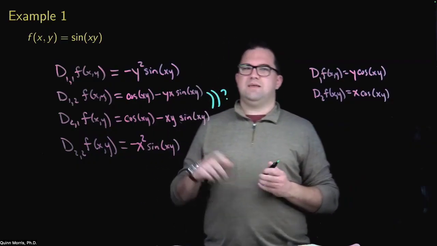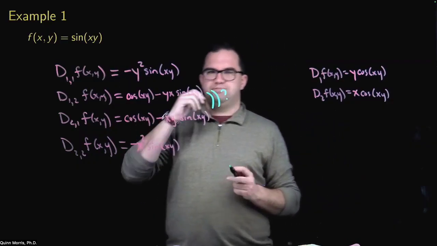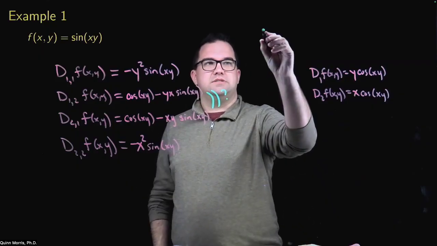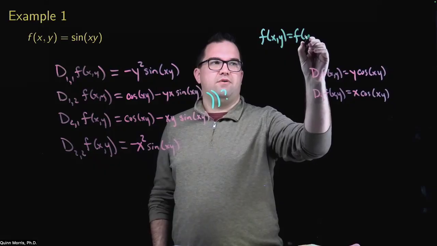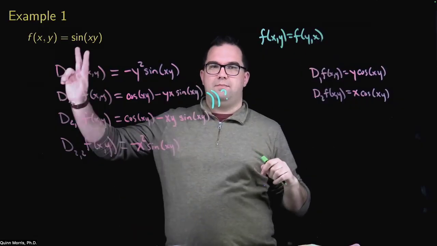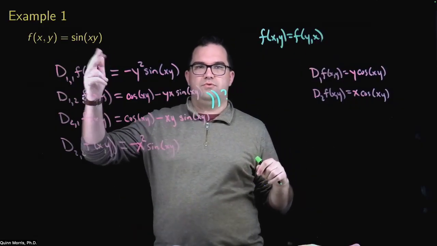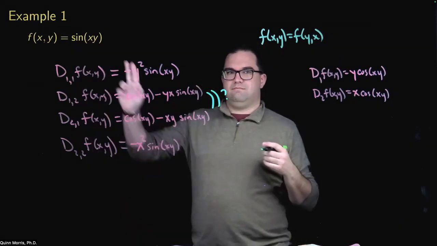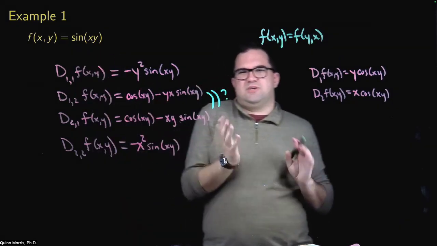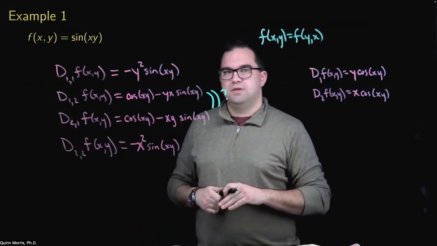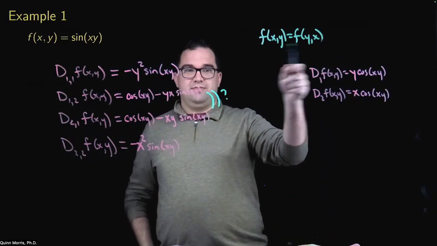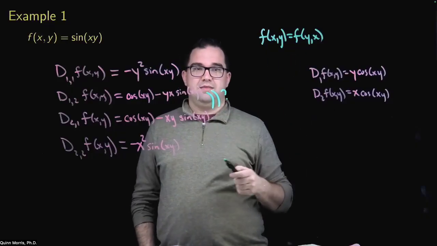And one of the things that might concern you about this function is that you'll actually notice f of xy is equal to f of yx, right? If I just swap the variables around, I still get the same expression. So maybe there's something going on there, right? Maybe this is just a special case. It actually turns out it's not this property that makes this work.